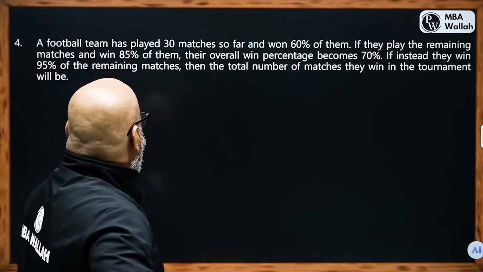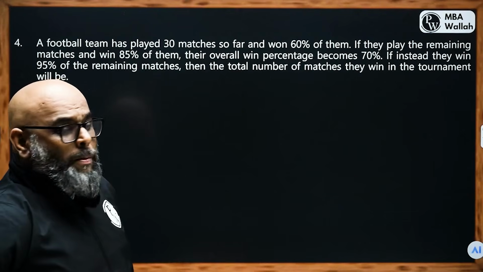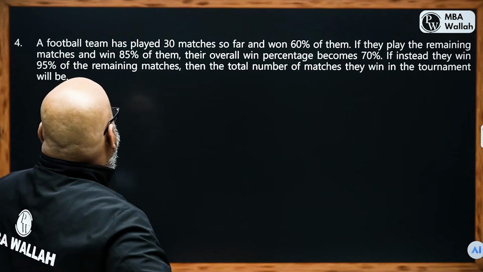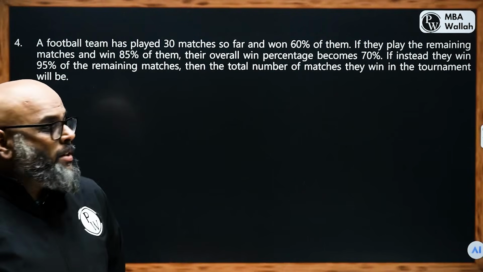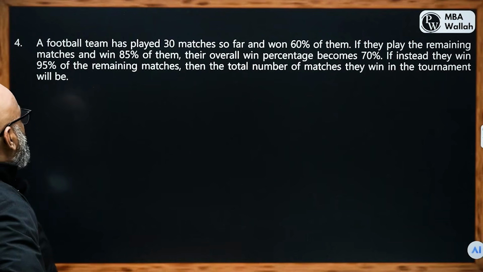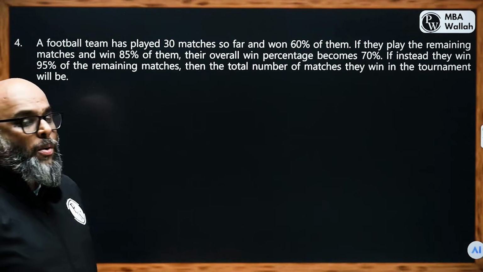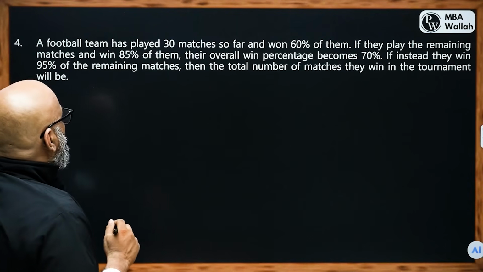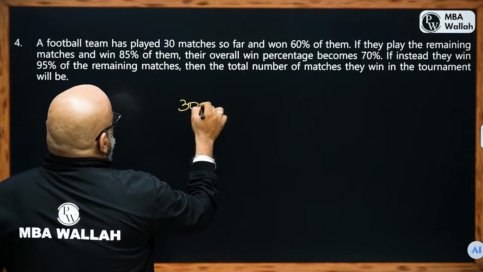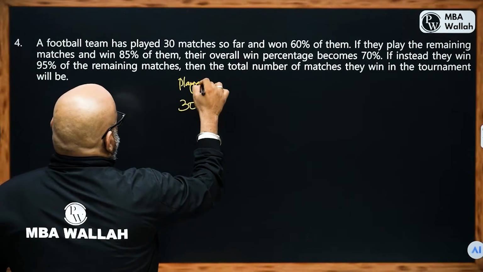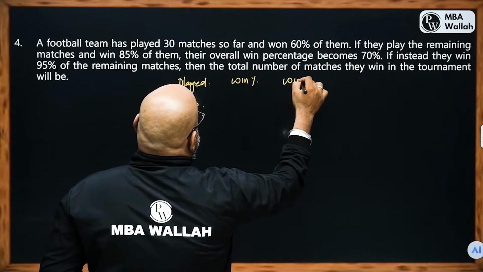And now we solve. A football team has played 30 matches so far and won 60% of them. If they play the remaining matches and win 85% of them, their overall win percentage becomes 70%. If they instead win 95% of the remaining matches, then the total number of matches they win in the tournament will be. So we happen to have they played 30 matches, and then win percentage and then wins.